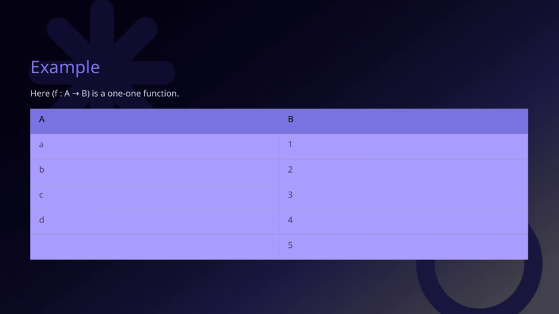On the left, we have elements of A: a, b, c, d, and on the right, their images in B: 1, 2, 3, 4, and then a 5. What's important here is that each element in A is paired with a distinct element in B, so if I pick any two different elements in A, say a and b, their images, 1 and 2, are different. This is the hallmark of an injective function.